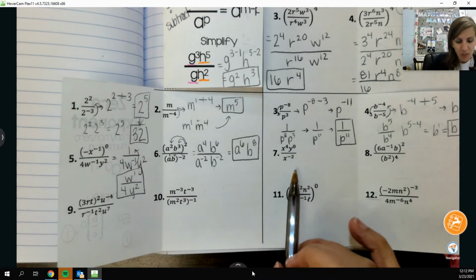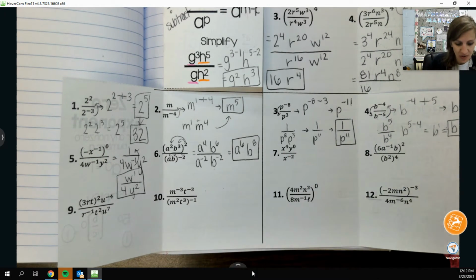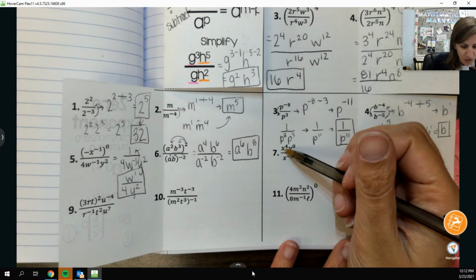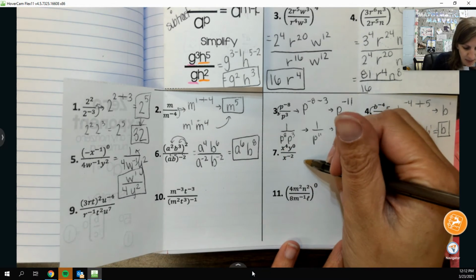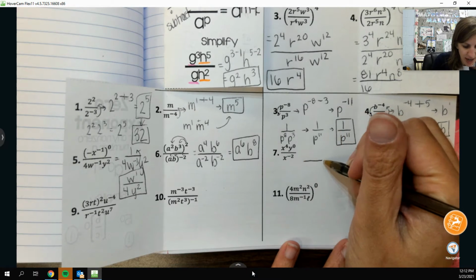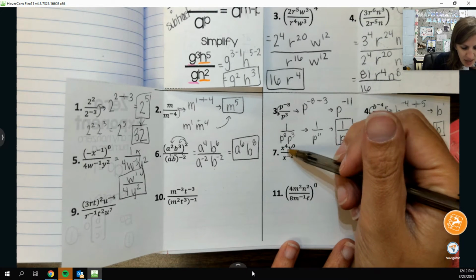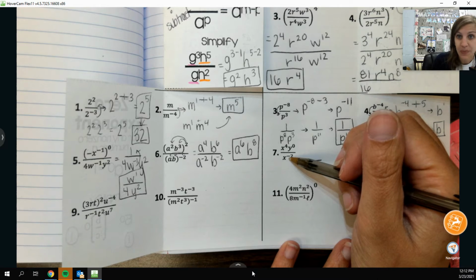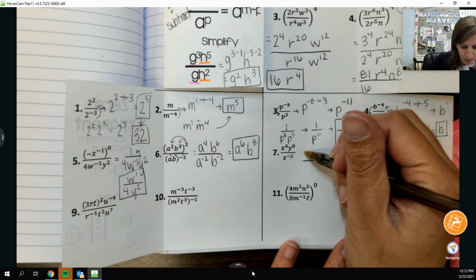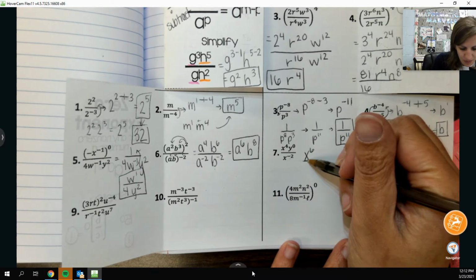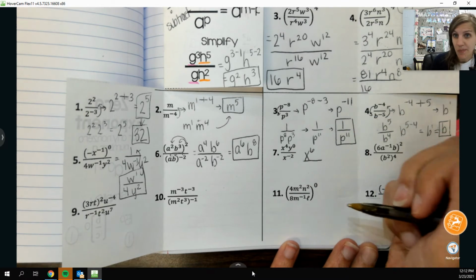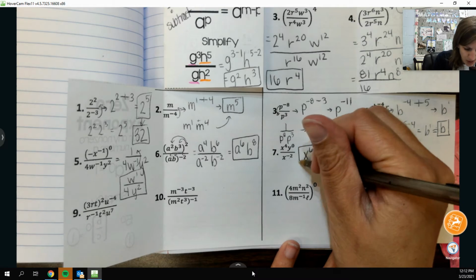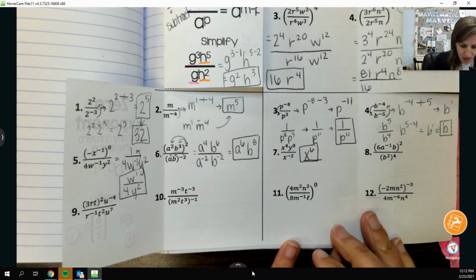Okay, this next one here, no parentheses, so I don't have to distribute, but these x's are the same and we're dividing, so I'm going to subtract. And 4 minus negative 2 is 6, so x to the 6th. So really no more bottom. I don't know why I wrote that. And then y to the 0 is just 1, so I don't really need it. Sneaky stuff.